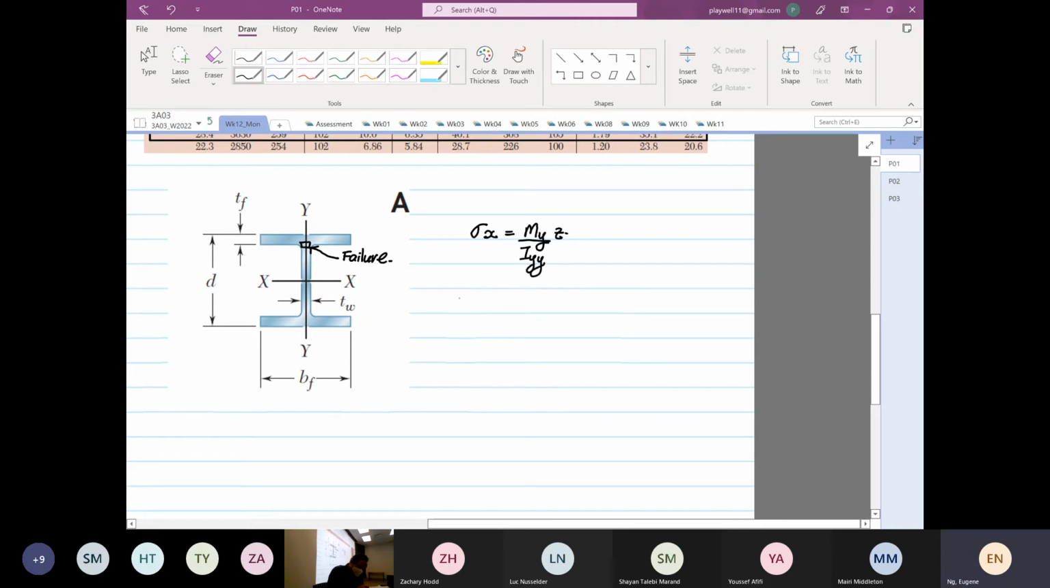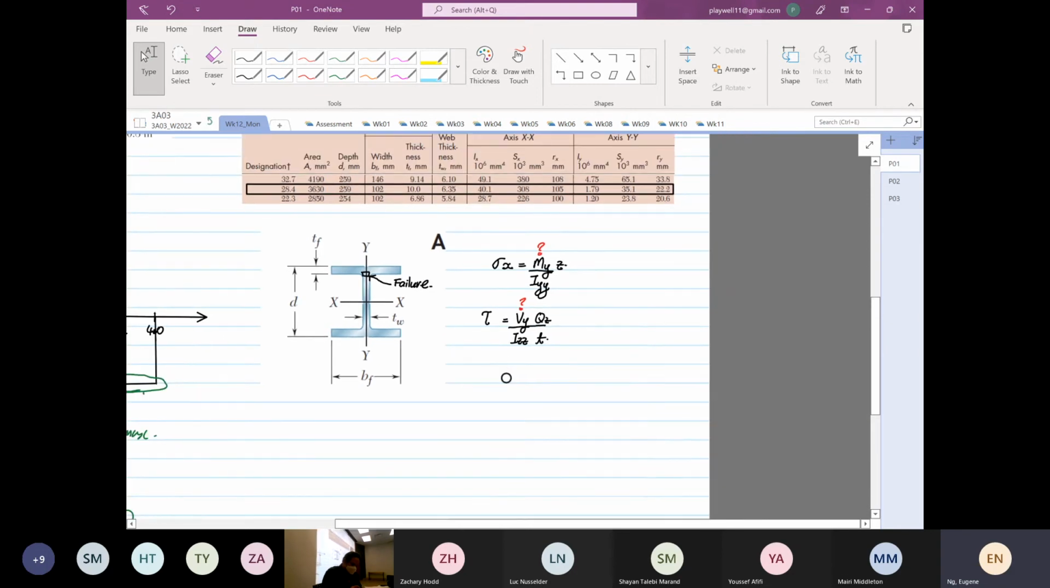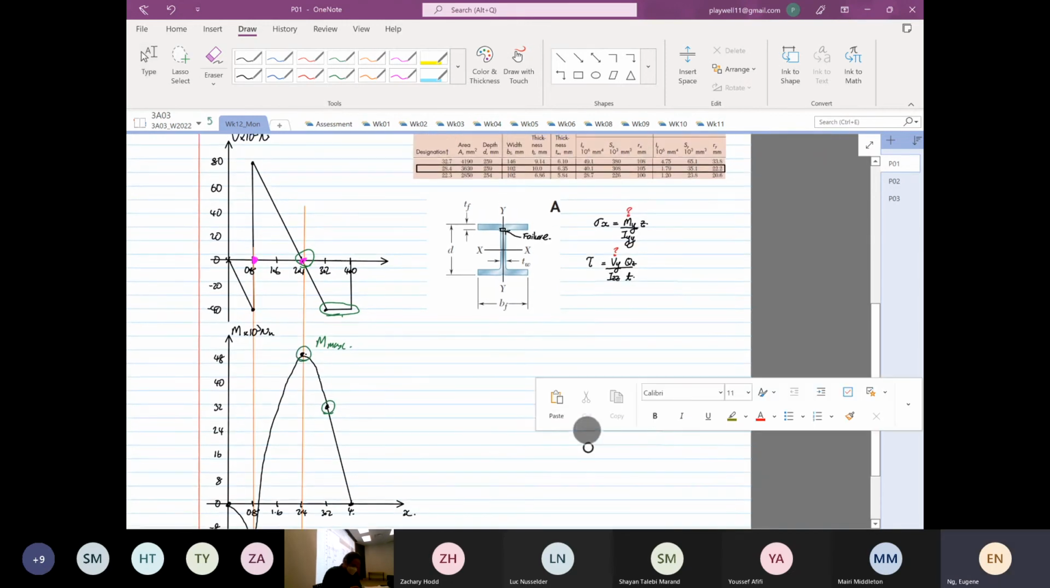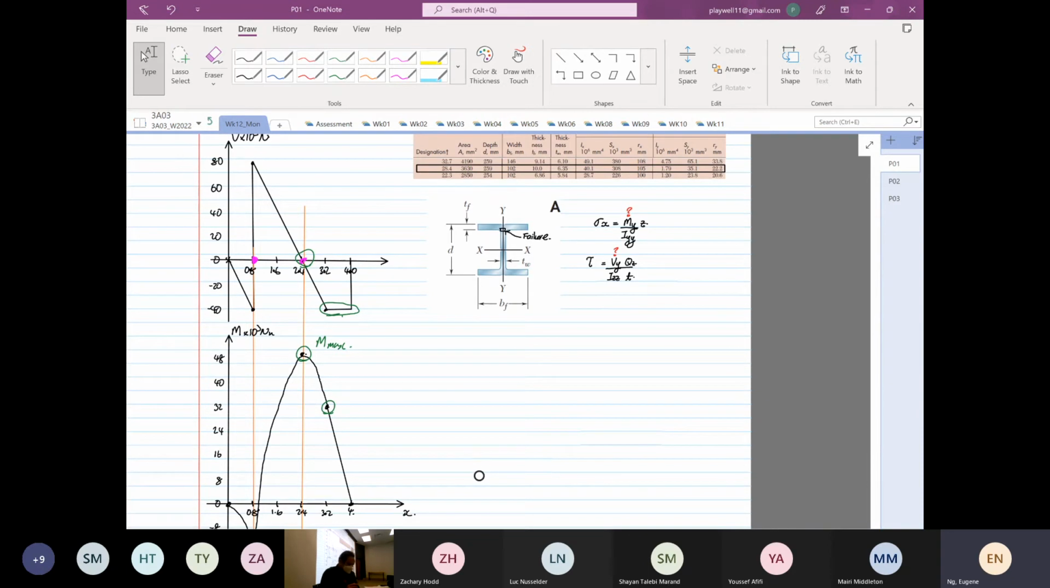And then we are going to find the shear, which is equal to Vy over Izz, Qz by t. The question now is this. What is My and what is Vy? As you can see on our shear force and bending moment diagram, let's pick the maximum normal stress. We know that the maximum normal stress is over here, which I'm circling now in red.